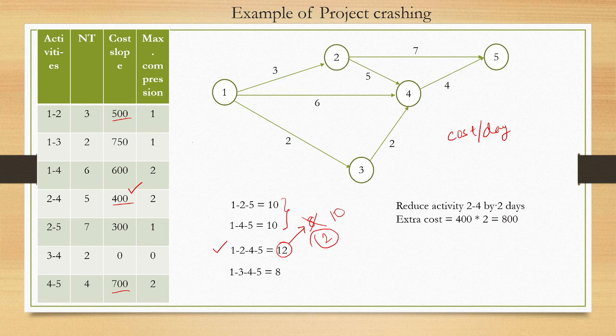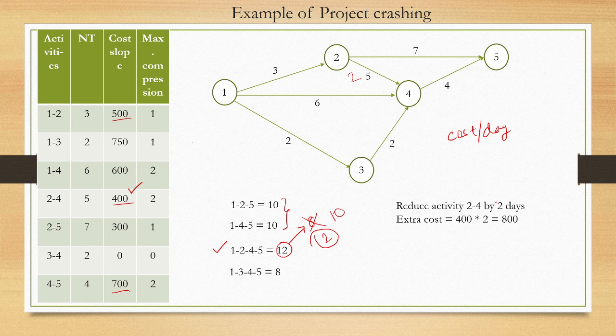Okay, and can we reduce it by 3 days? Can we make it 2 here? No, we cannot make it 2, because first of all, the maximum compression is 2 days. Let's say maximum compression is not given, then can we reduce it by 3 days? No, because from the other path the duration will become 3 plus 7, 10. So from the other path, the project duration will be 10 days. So if we reduce it by 3 days, this other path will become critical, and our project duration will not be 9 days, but 10 days. So we can maximum reduce it by 2 days.